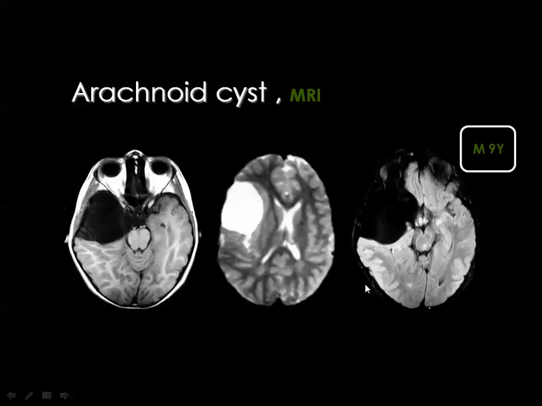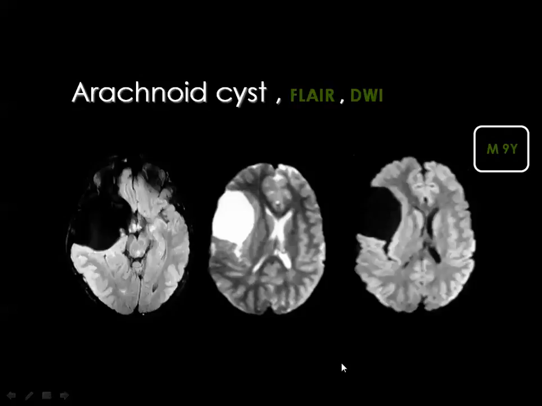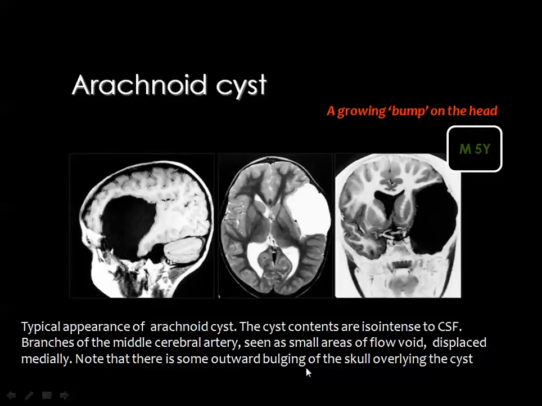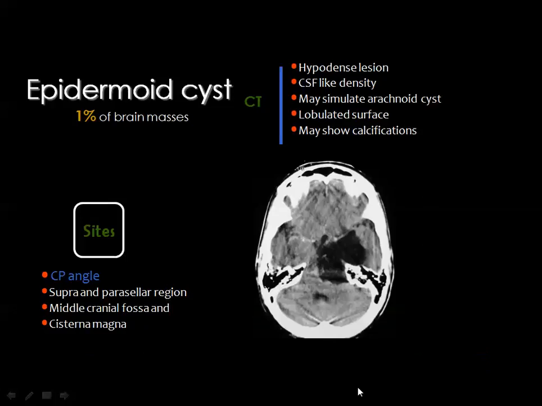And in the diffusion weighted images, the arachnoid cyst will show free diffusion in contrast to the epidermoid cyst, which will show restricted diffusion. And this is an arachnoid cyst in the sylvian fissure, showing free diffusion in the diffusion weighted images. And this is an arachnoid cyst in a typical location within the sylvian fissure, low signal in the T1 and high signal in the T2 weighted images.